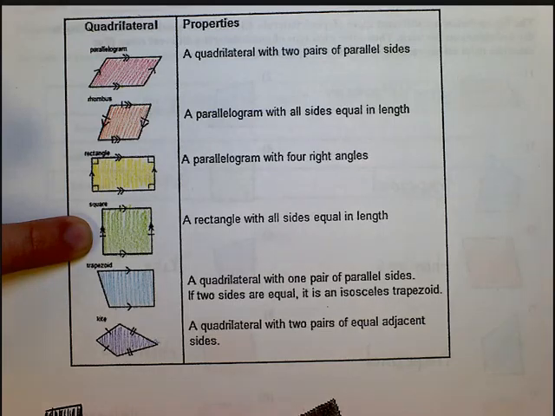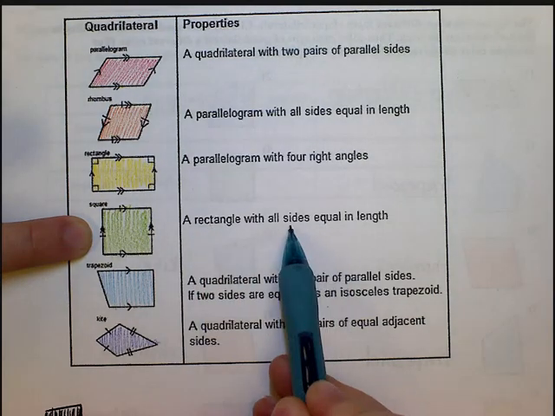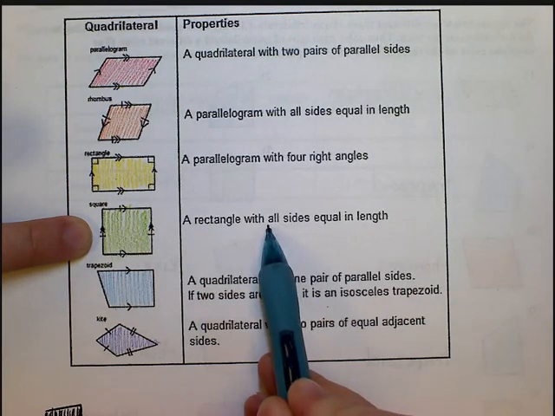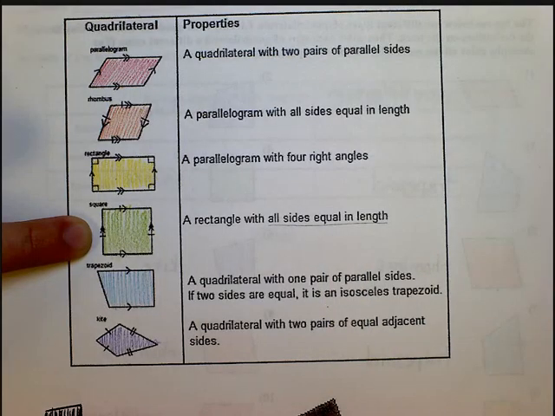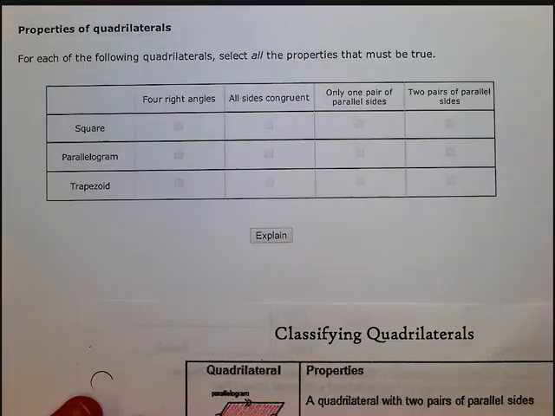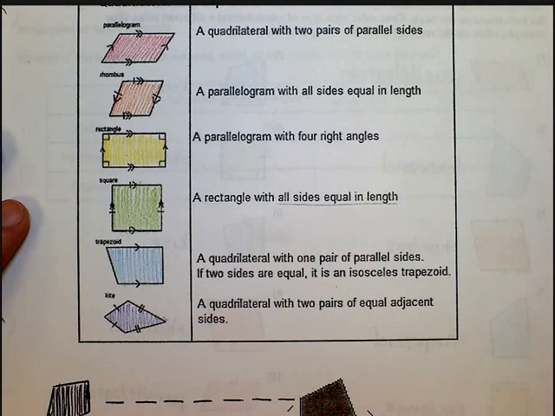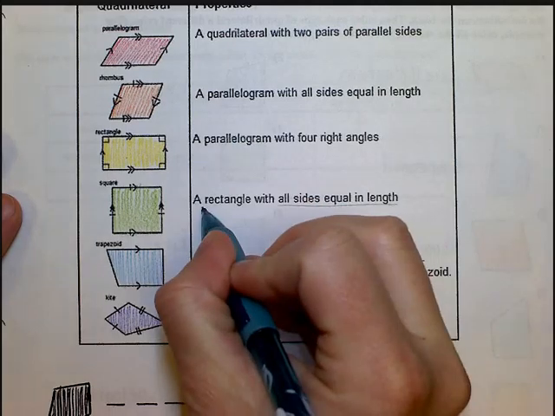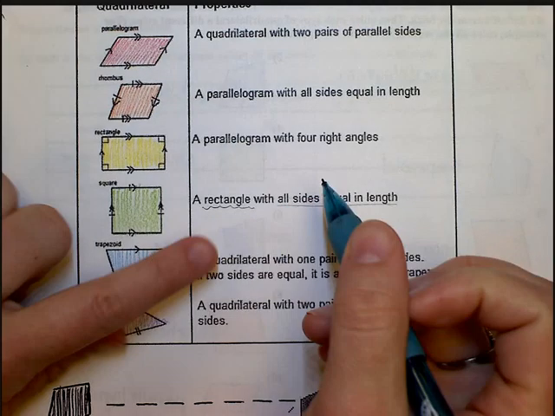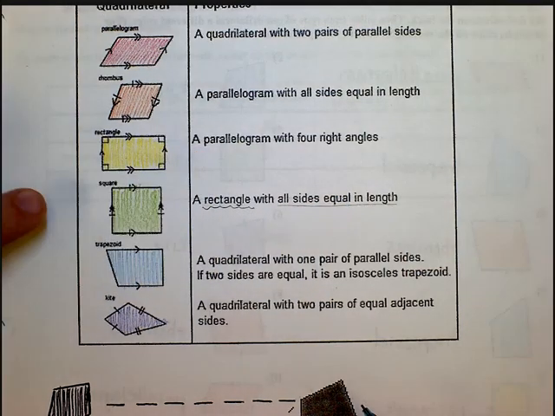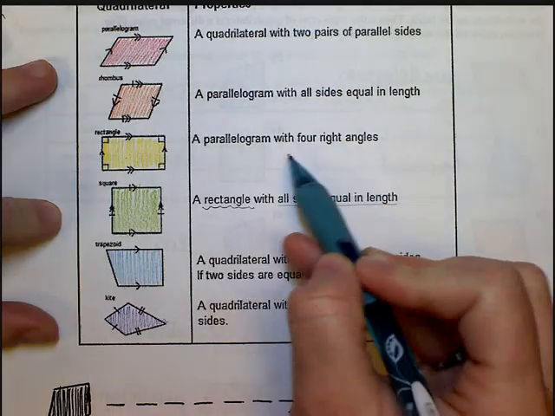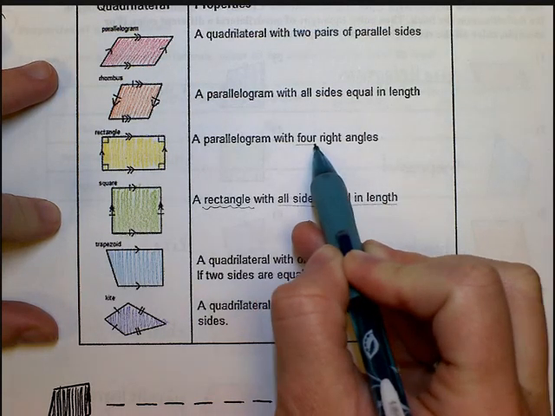It says a rectangle with all sides equal in length. So right away, all sides equal in length is going to clue me in. All sides are congruent. So for sure that one. But even though that's all the definition says, there's another important part here. It says a rectangle, which means we have to go look at the definition of a rectangle because that also fits for a square. So it's a parallelogram with four right angles.